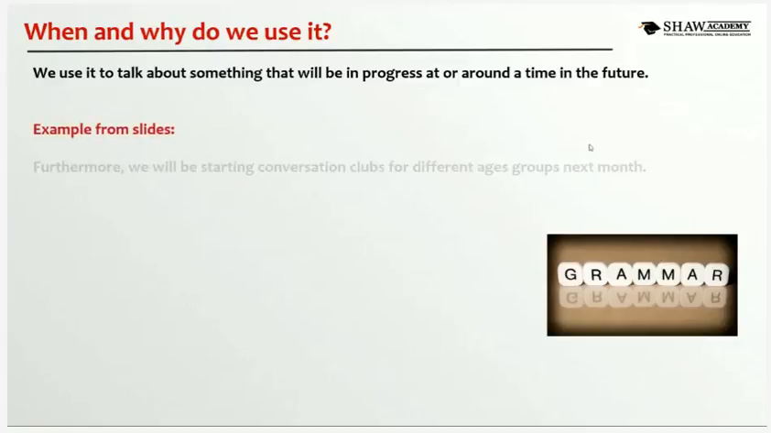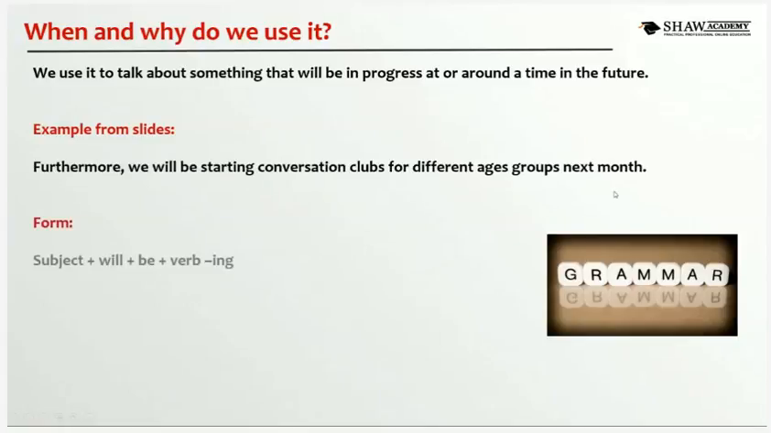Okay, examples from the slide. Okay, so furthermore, we will be starting conversation clubs for different age groups next month. Okay, so the form, you have your subject, will be with the verb ing. So you have your future simple. So that's very straightforward. I will go, but this is different. I will be starting. We will be starting.